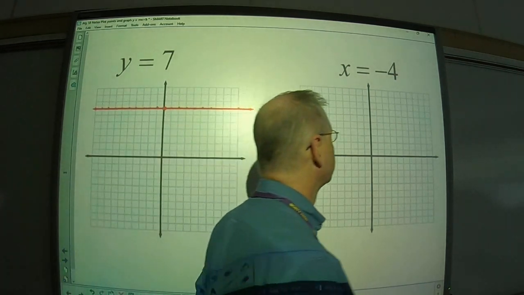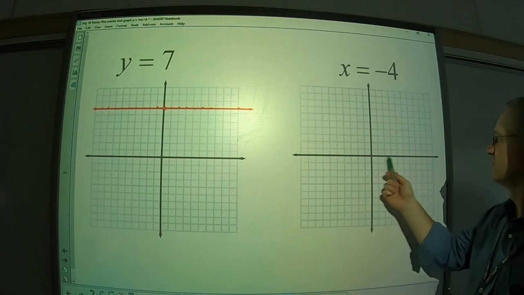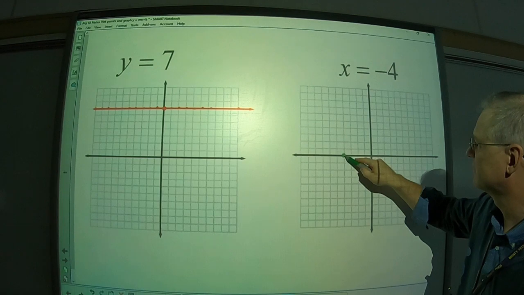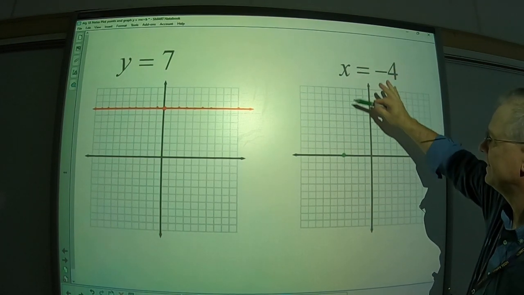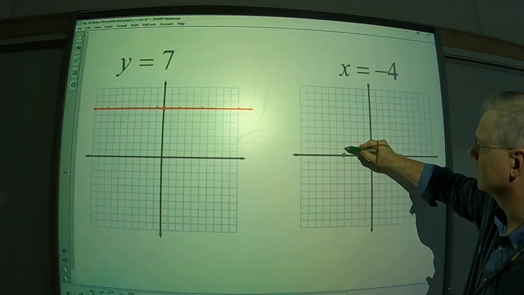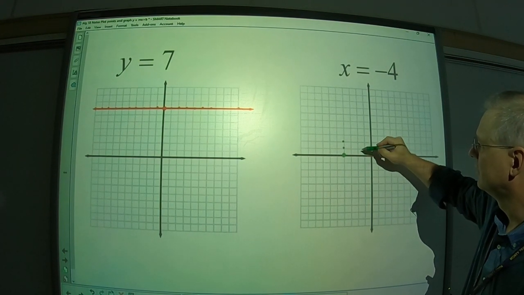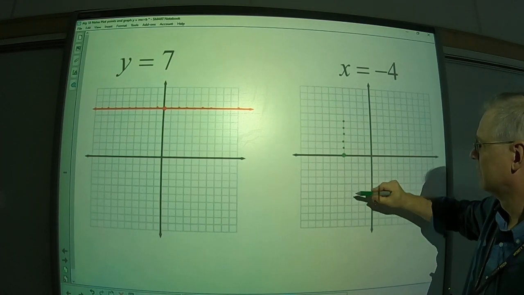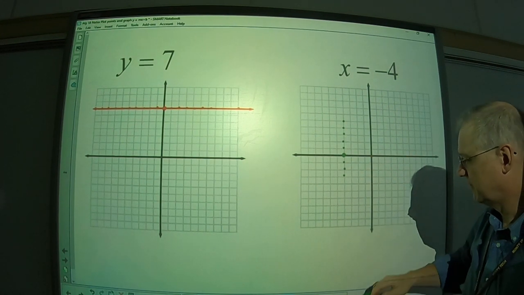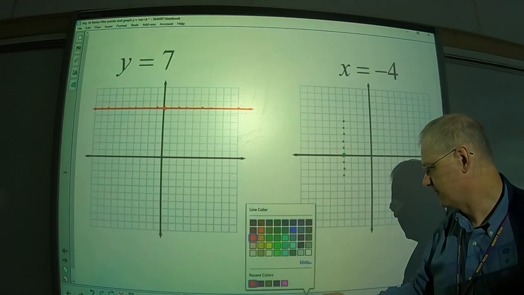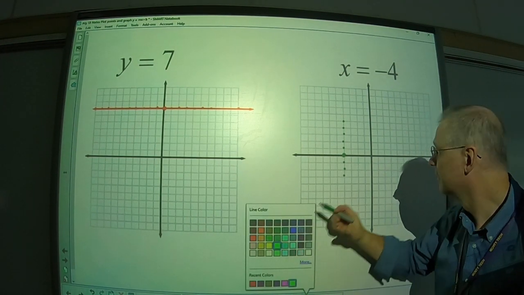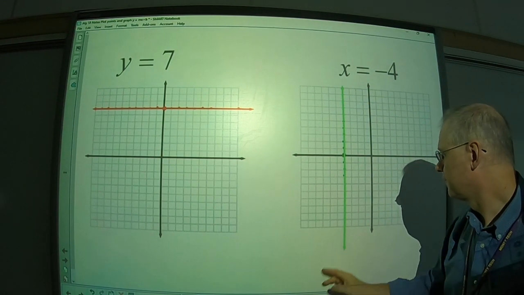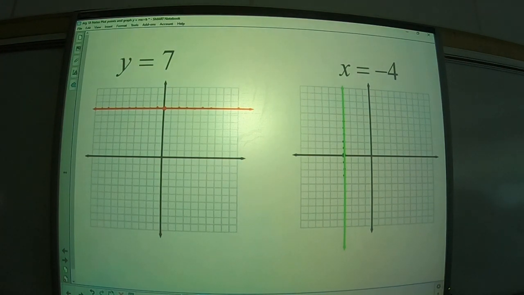If x equals negative 4, there's your x-axis. X is negative 4. 1, 2, 3, 4 towards the negatives. No matter what y is, x is going to be negative 4. So if it's 1, negative 4, 2, negative 4, 3, 4, 5, negative 1, negative 2. It doesn't matter. It's there. So let's switch colors here. And there is the graph of x equals negative 4.